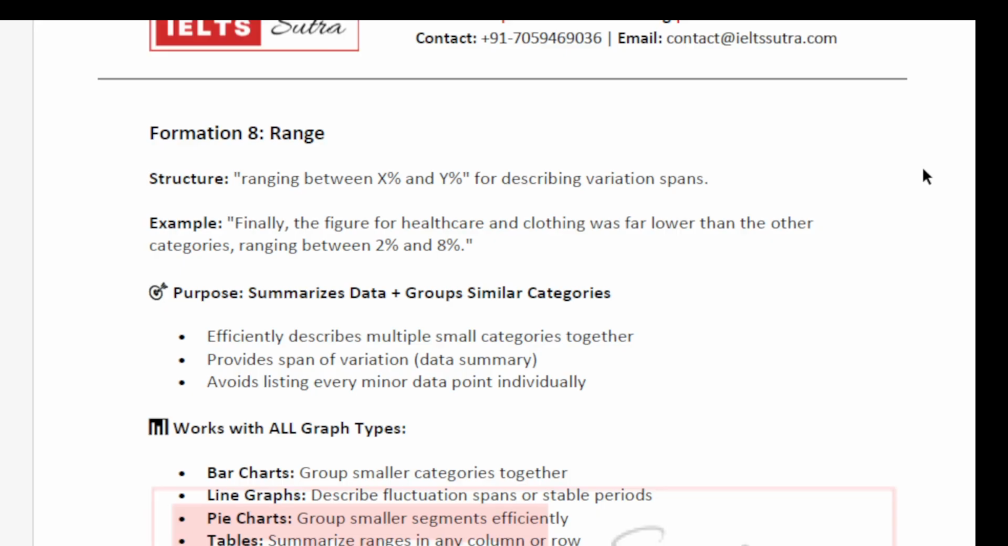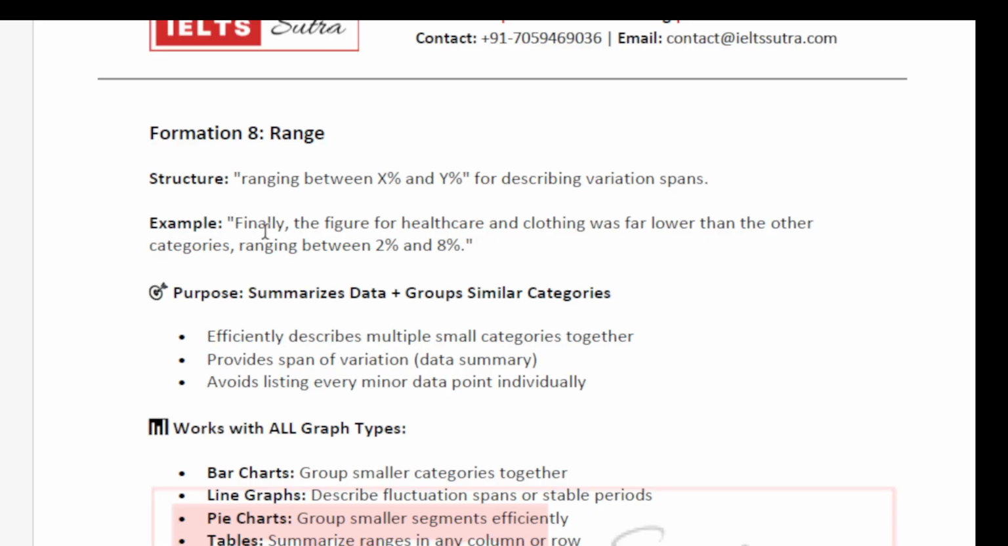So you have some kind of data sets which are insignificant. So if you have some kind of values left at the end which are not as important as the other points are, what you can do is that instead of avoiding them, instead of skipping them altogether, you can use the range formation, where we mention the lowest and the highest data range for all the categories.